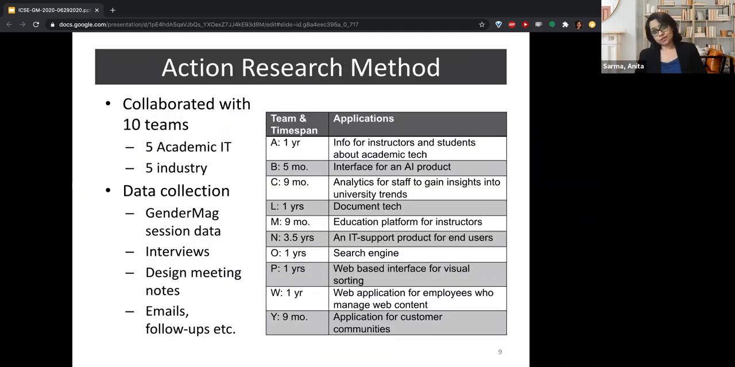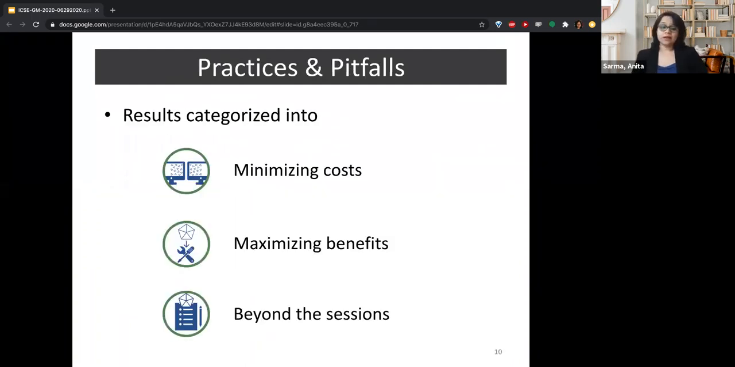Through action research, we collaborated with 10 teams. 5 of them were academic IT and 5 from industry. We worked with them ranging from like 5 months to 3.5 years, collecting data throughout the time: GenderMag sessions, interviews, design meetings, and so on. From there, we extracted practices that teams used and the pitfalls they faced, categorized into 3 types.